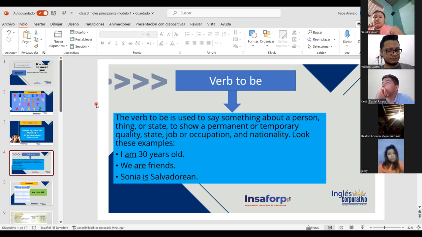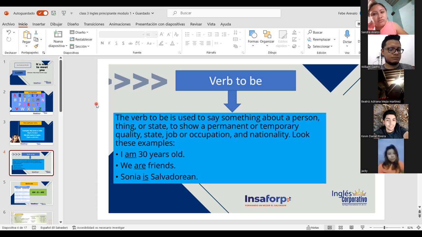Mantengamos eso en la mente. O tengamos en cuenta. El verb to be se utiliza para decir algo de una persona, una cosa o un estado. All right? Un estado. Para mostrar permanencia, o sea, que hay un tiempo permanente, o temporalmente, o una calidad, right? Un trabajo o una ocupación. Por ejemplo, si yo digo, she is a chef, ella es una chef, right? She is a chef. Estoy hablando de un job, también de una occupation, right? Para ello utilizamos el verb to be. Yo ya lo dije, ya leí la information, now is your turn. Ahora es el turno de ustedes.